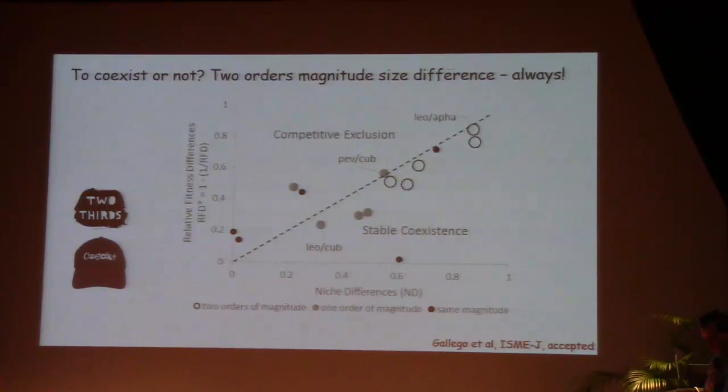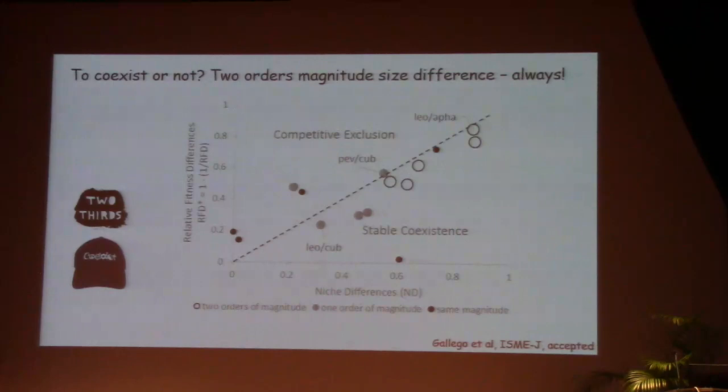So here are some of the results. Again, niche differences are on the x-axis, relative fitness difference on the y-axis, and like in the theoretical plot from Sisson, here we have the two different parts of the graph. We have stable coexistence, because niche differences are large enough to compensate for fitness differences, and here we have a part where there's competitive exclusion.